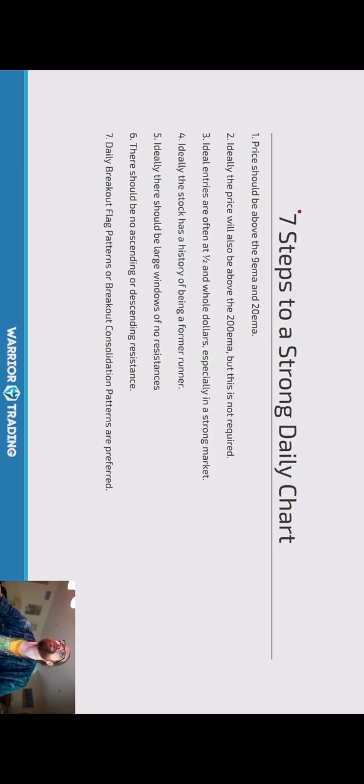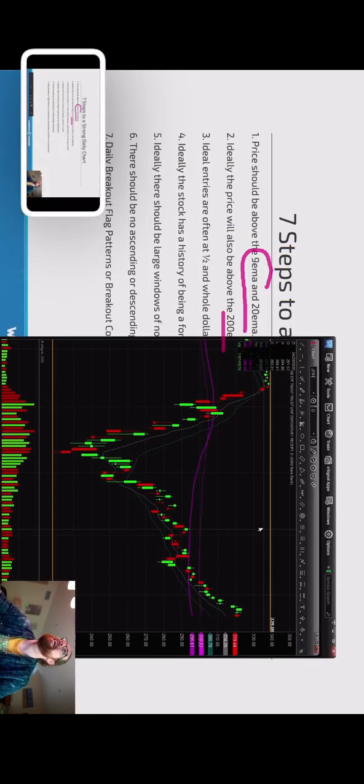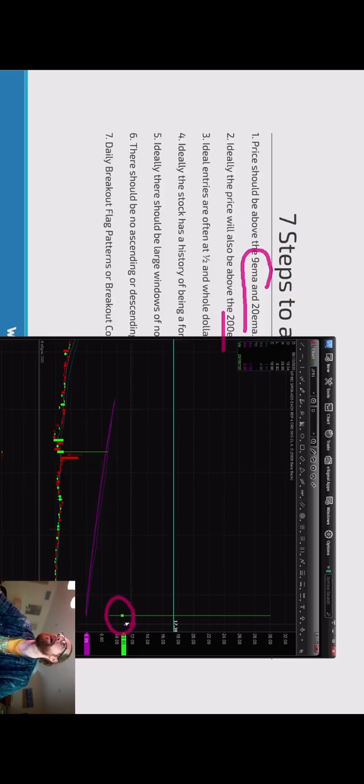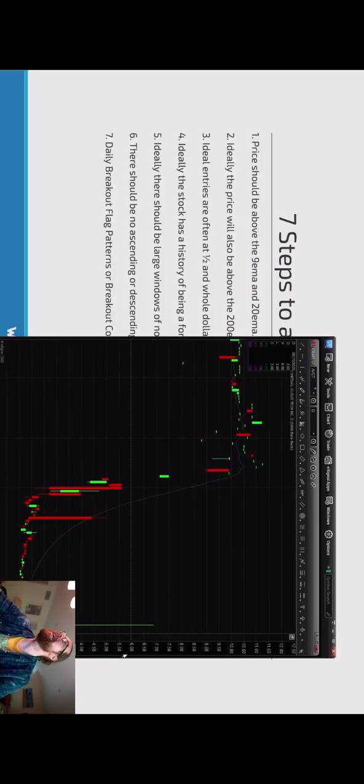So, seven steps to a strong daily. The price should be ideally above the 9 and the 20 EMA, and ideally the price should also be above the 200, but it's okay if the stock is below the 200 if it has a lot of room to squeeze up to it. Now this opened above the 200, but AVCT was below the 200, but had a lot of room from $4 up to $7. We knew this was going to be resistance, but it was above the 20 moving average. It was above the 9, so that was fine there, and it had room to the 200. So that was okay.